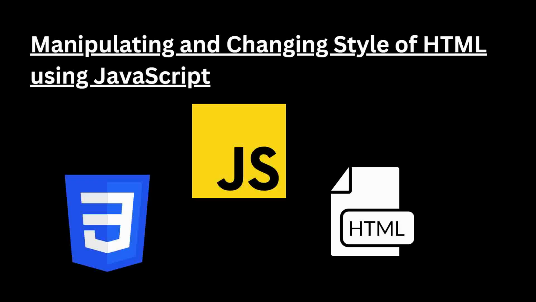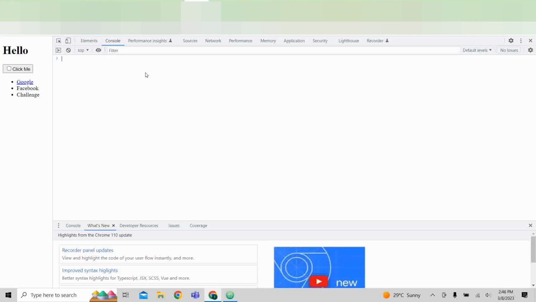Manipulating and changing style of HTML using JavaScript. What if we want to change the color of the heading? Why don't you give it a try, as we already tried these concepts previously. So why don't you pause the video and give it a try to change the color of the heading and change the color to red. Pause the video and give it a try. So I hope you tried it.